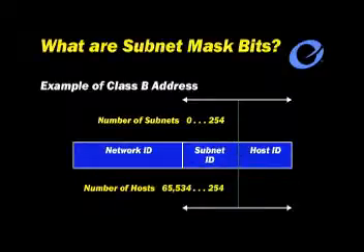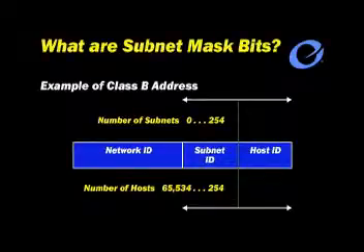Next up, we're looking at what subnet mask bits are. As we see, this is an example of a Class B address. The first two octets, remember, are used for the network ID. With a Class B IP address, the subnet mask is always going to be 255 in the first two octets, leaving two free octets to create subnet and host IDs.